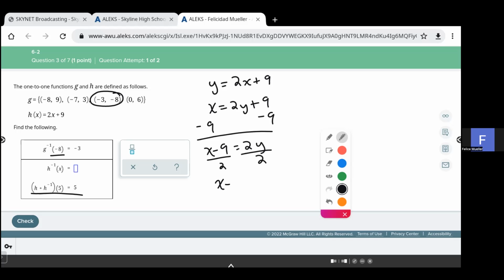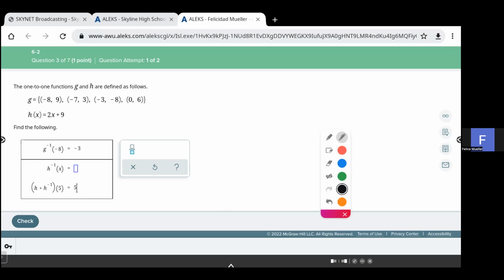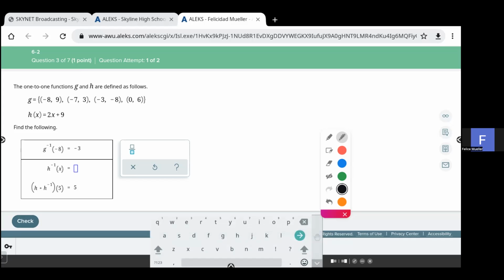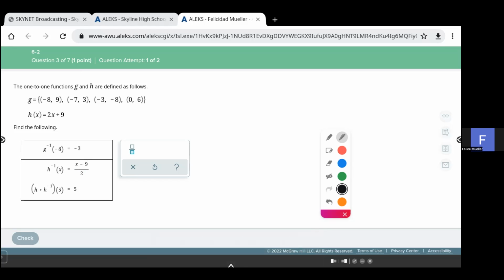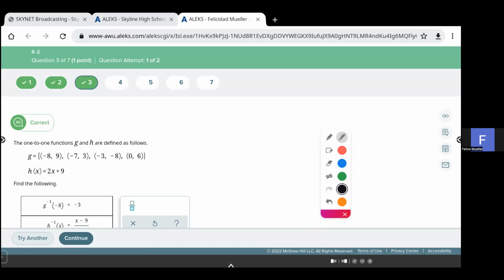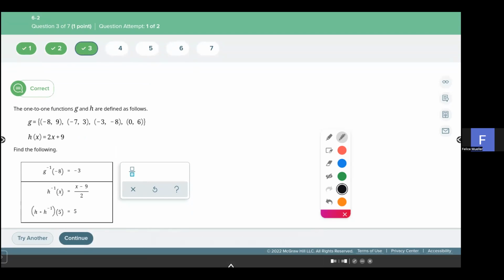So we get x minus 9 all over 2 equals y, which I could rewrite in function notation. In this case, it's going to be h to the -1 of x, so x minus 9 over 2. Go ahead and leave it as that fraction. Don't try to mess with it. You don't need to simplify the fraction, just leave it as is.